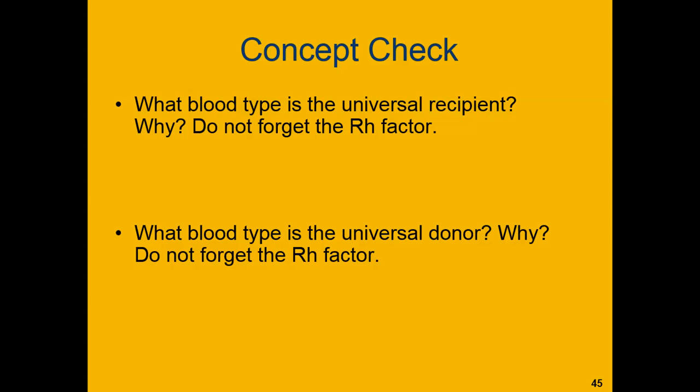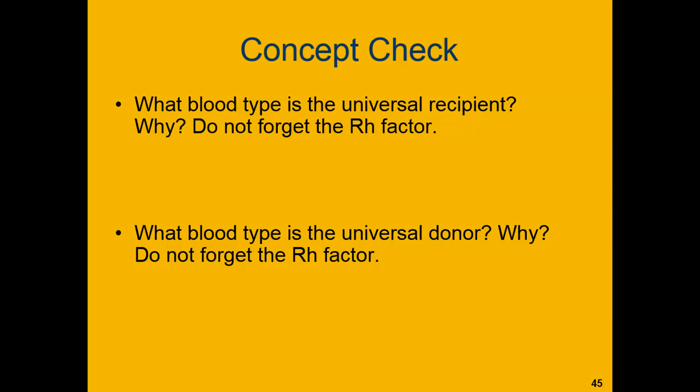Okie dokie, the universal recipient is AB positive. If someone has AB positive blood, they have the A antigen, the B antigen, and the rhesus factor antigen expressed on the surface of their blood cells, and they will not make antibodies that bind to any of those antigens, so they can receive blood from anyone who has any of those antigens.